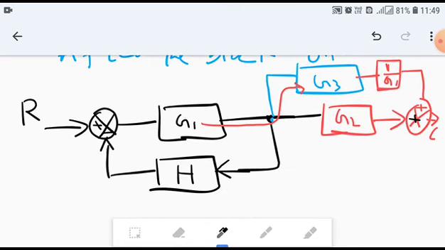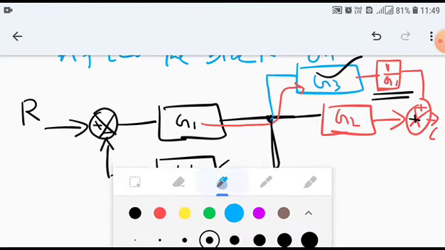Now after simplifying, G3 by G1, we get G3 and 1 by G1 here. This G3 and 1 by G1 are in series. So we combine, that is rule 1, G3 into 1 by G1, we get G3 by G1, these two will be combined. Now we have G1 and feedback with H.